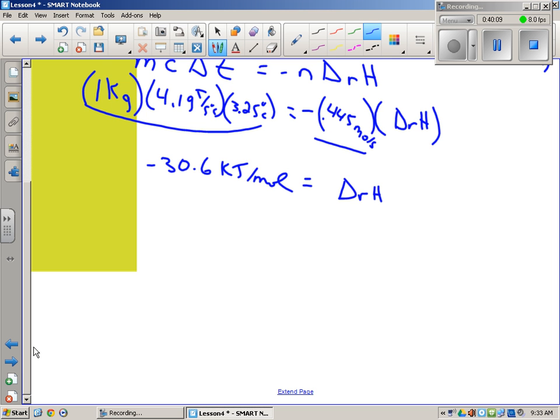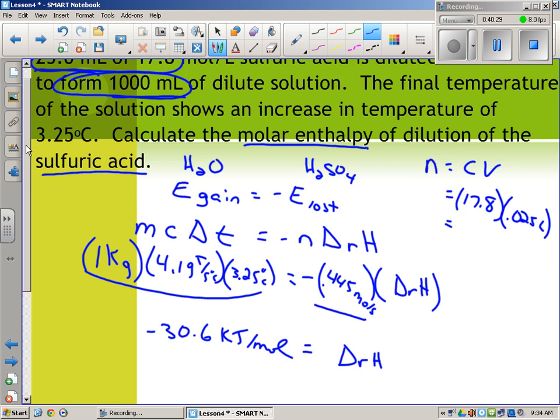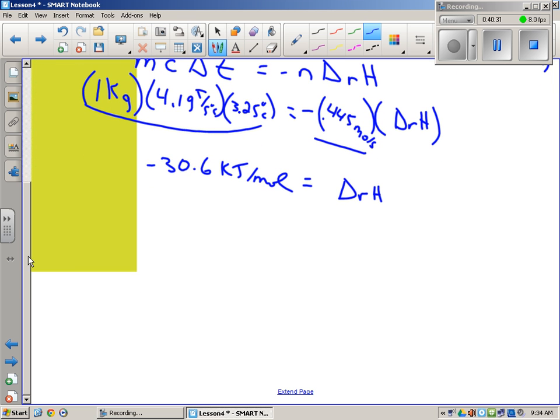Makes sense? Should. Yeah? Sulfuric acid has to be an exothermic molar enthalpy because it is losing energy. That losing energy is going to the water to increase the temperature. Yes? Good? Okay, and that's all you need to do for this one here, by the way. Calculate the molar enthalpy of the diluted solution. So there you go. Okay?